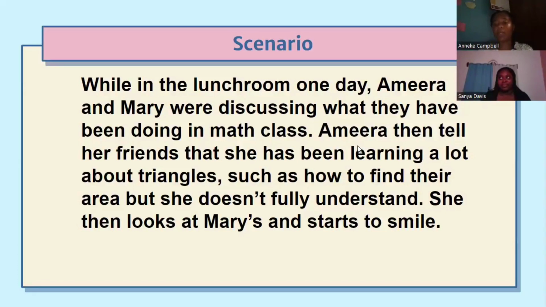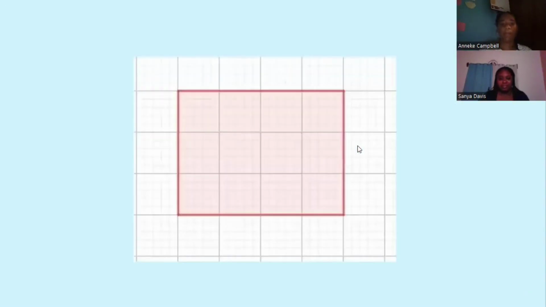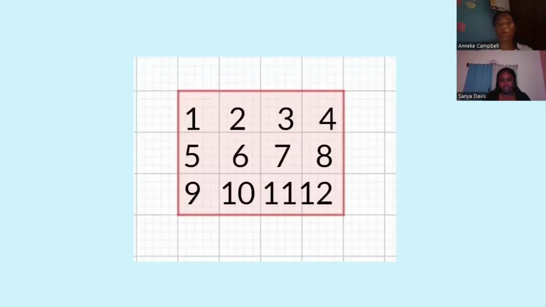I can help. Let's start with a familiar shape. So we know that this is a rectangle, and we're going to find the area of this first. So let us count how many squares we have inside of the rectangle. 1, 2, 3, 4, 5, 6, 7, 8, 9, 10, 11, 12. So the area of this rectangle is 12 units squared.